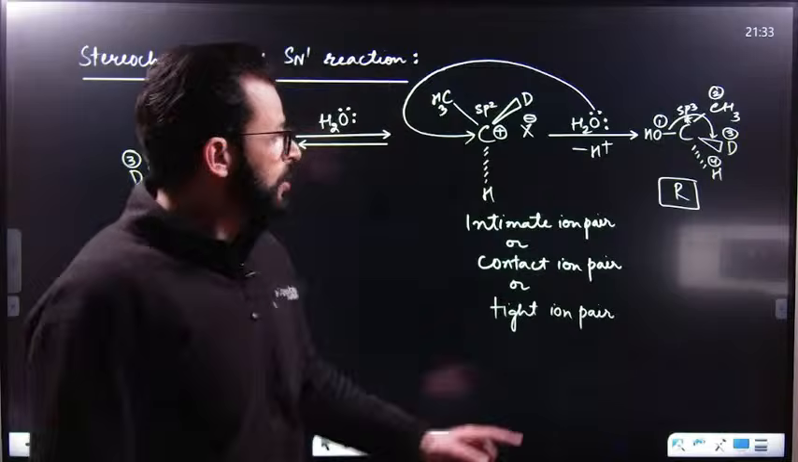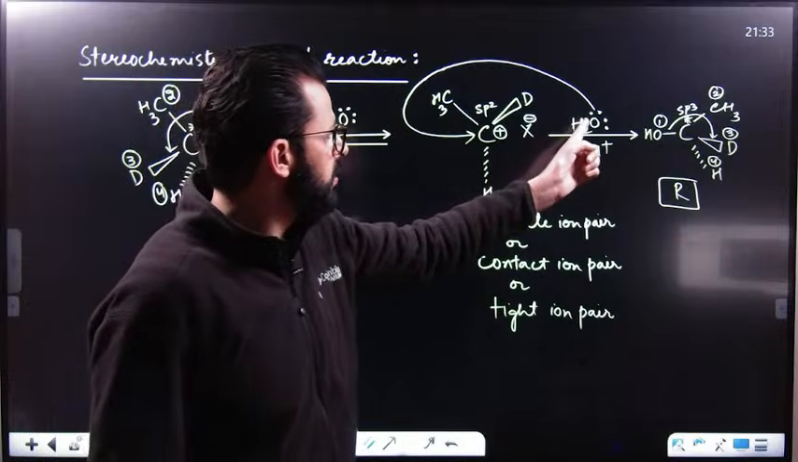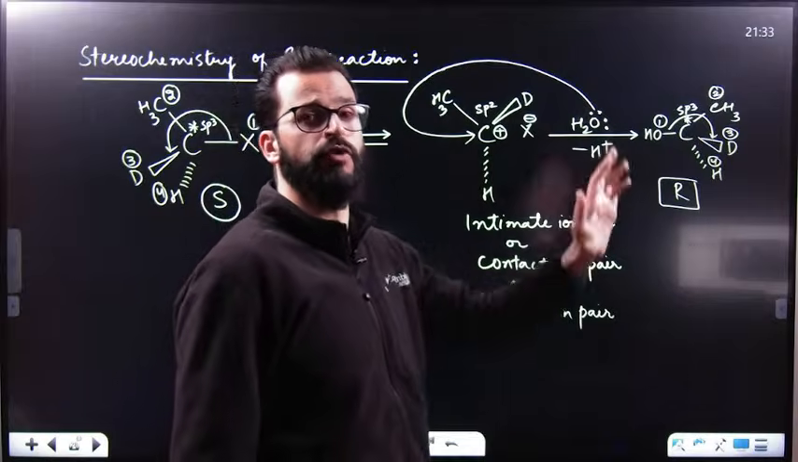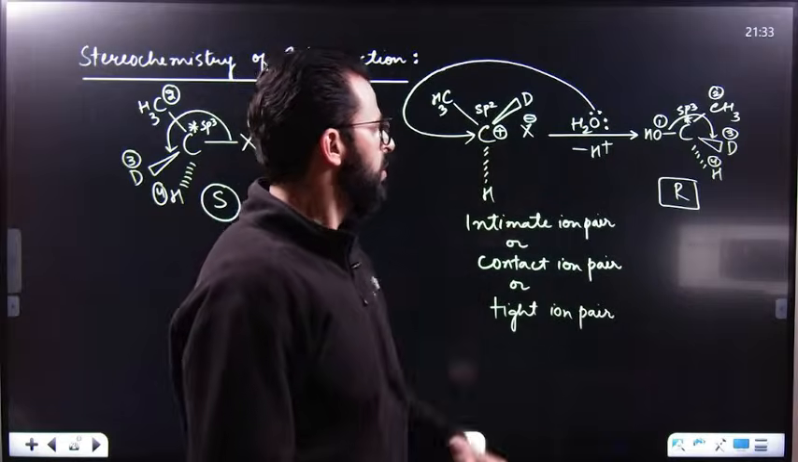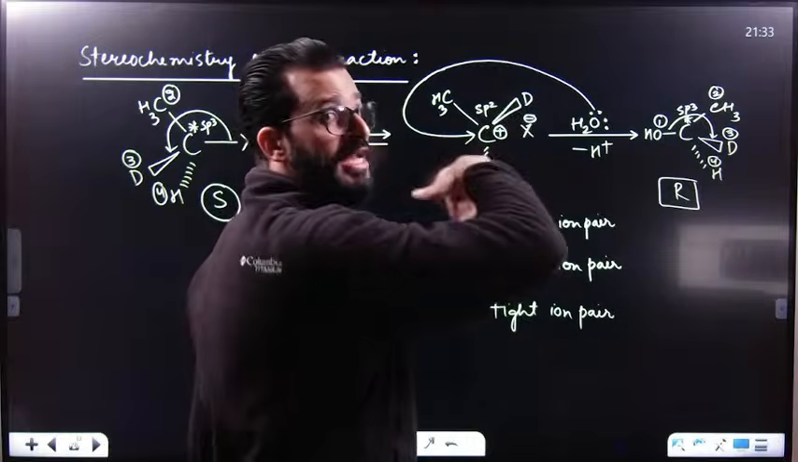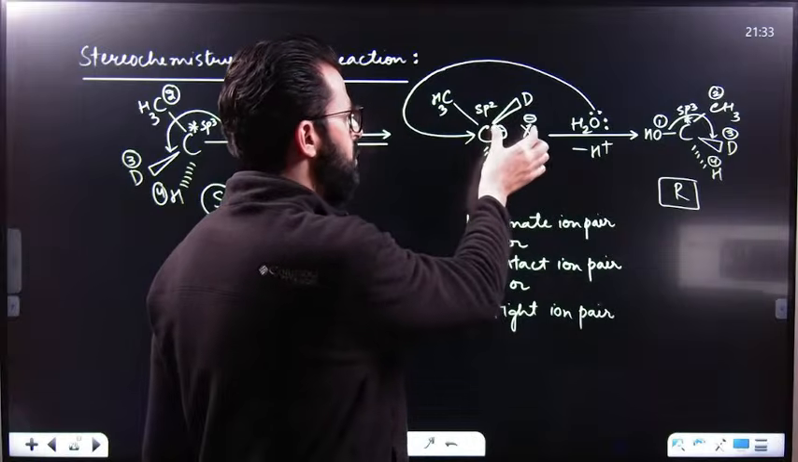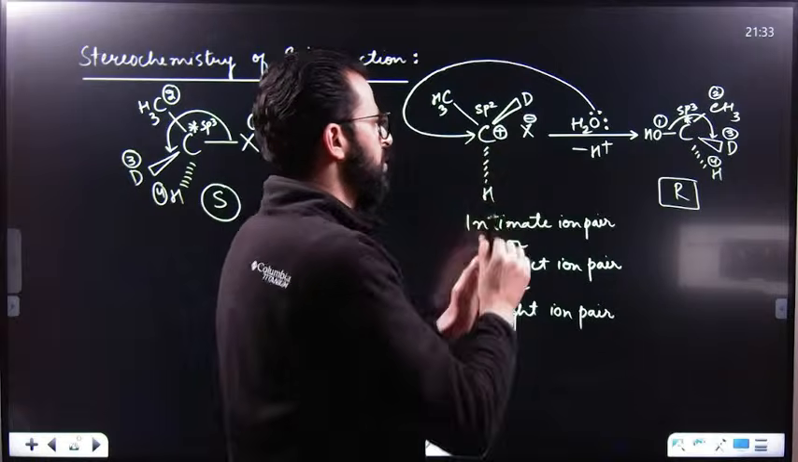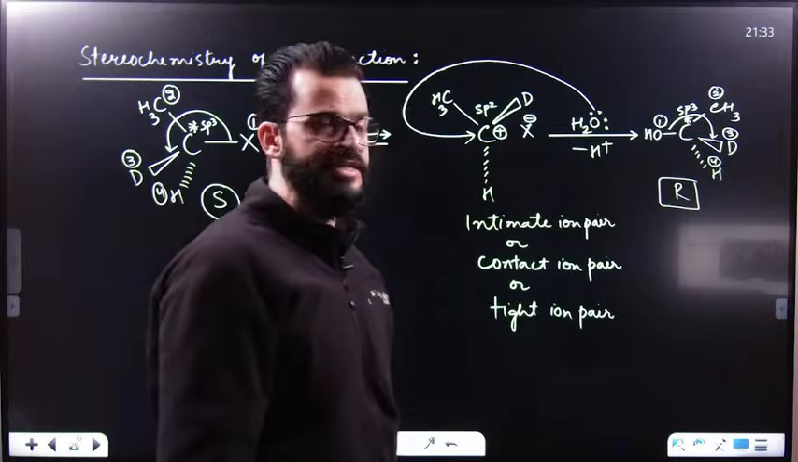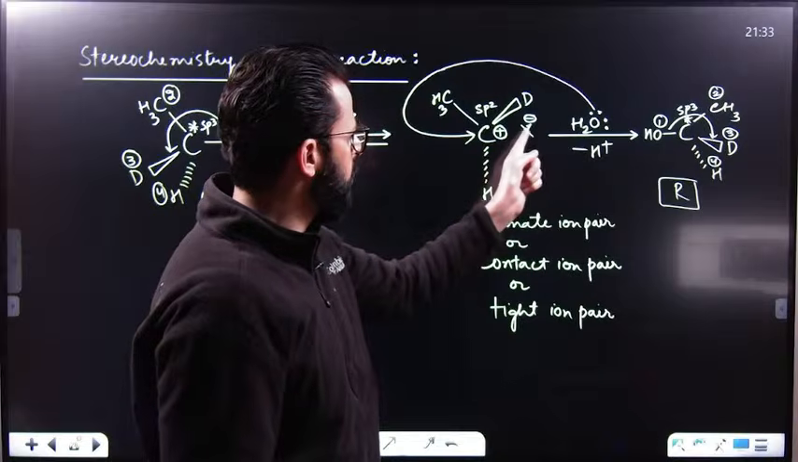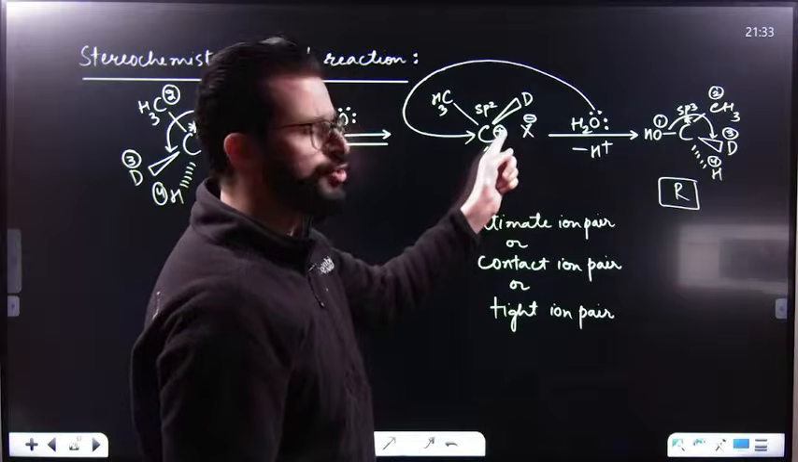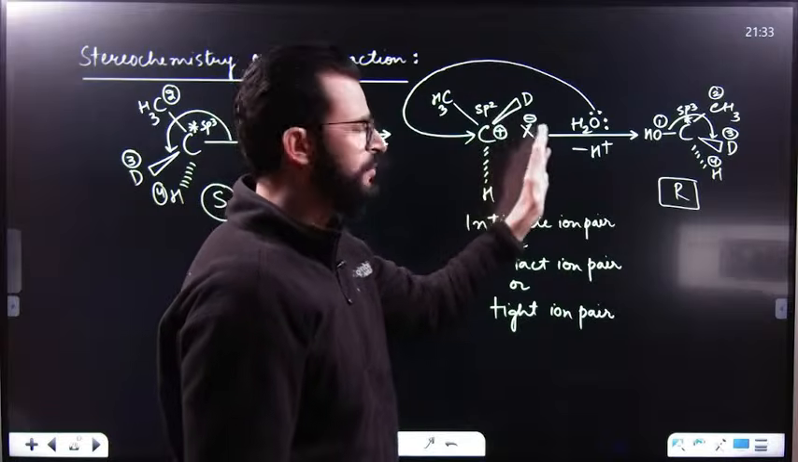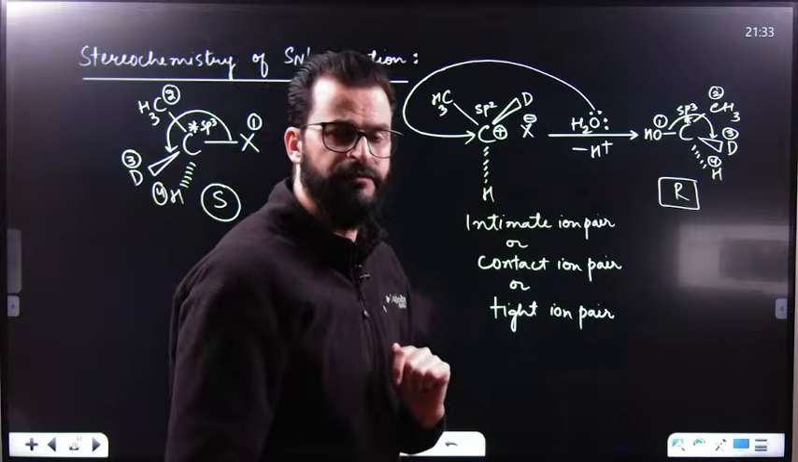Now, why can this water not attack from that side from which the leaving group wants to leave? Because the leaving group has not left yet. It is in close proximity to the cation. So they are very close to each other. They are not what we call solvent separated. That's why when the nucleophile wants to attack this carbocation, it cannot attack from that side where the leaving group leaves, and that side is known as the front side.